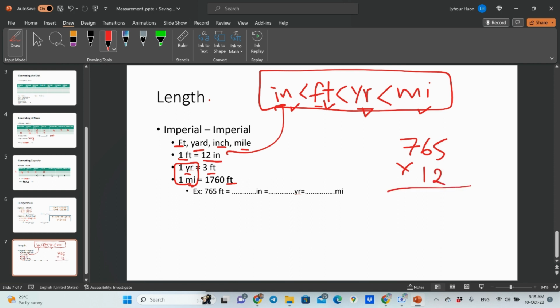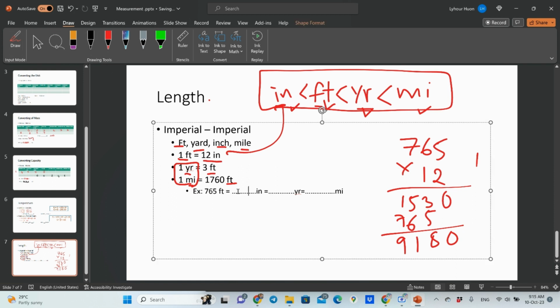We get 2 times 5 is 10, 2 times 6 is 12, 13, 14, 15. Okay, and then 5, 6, 7, 0, 8, 1, 9. So the answer is 9,180 inches.